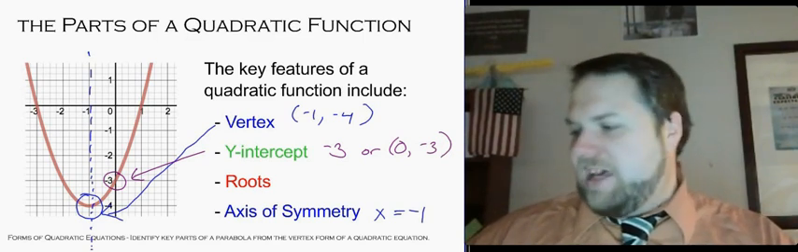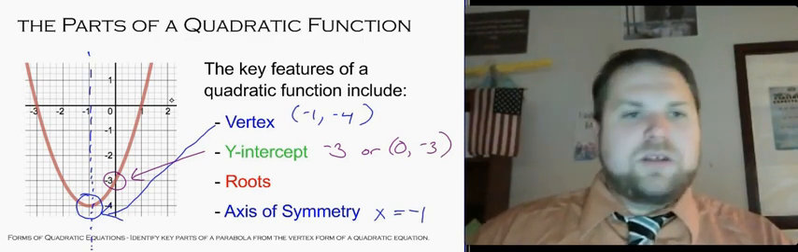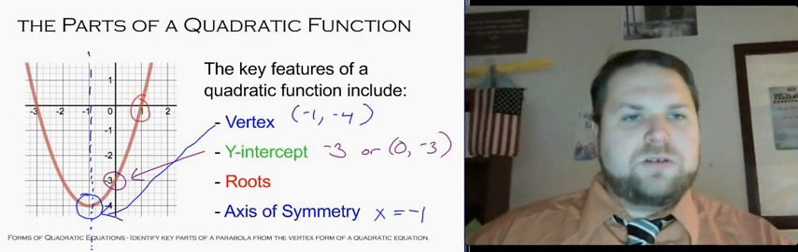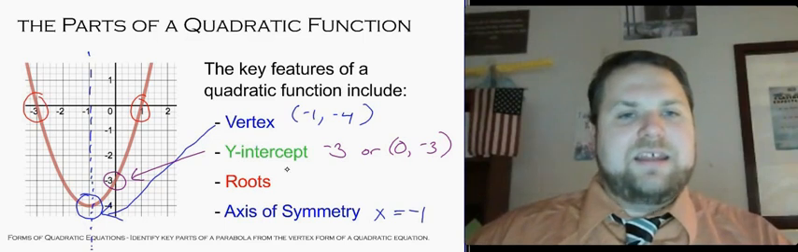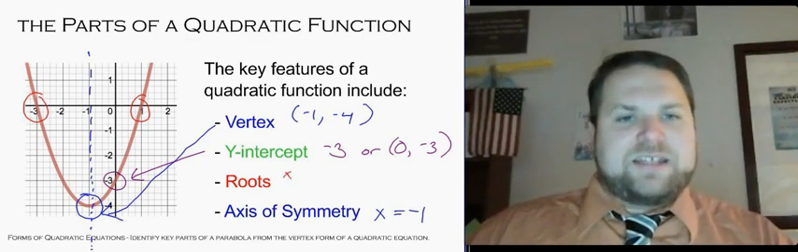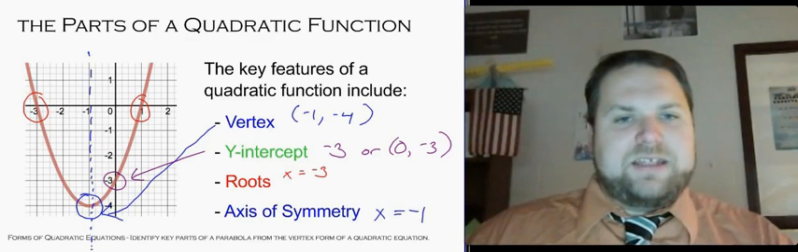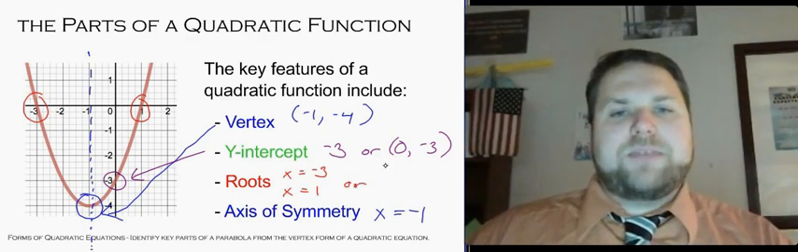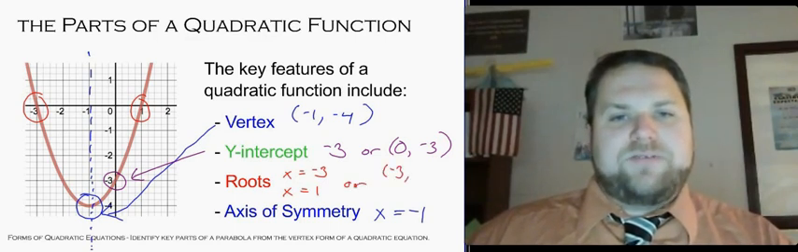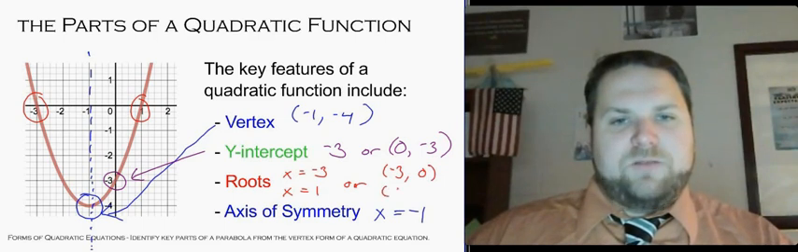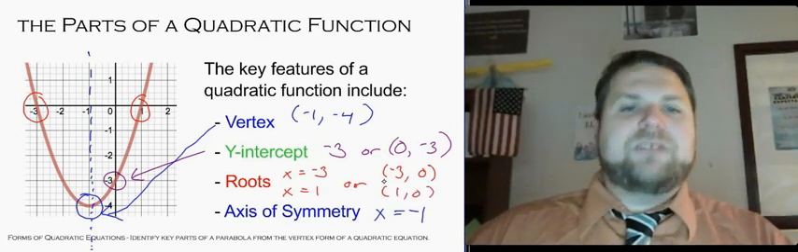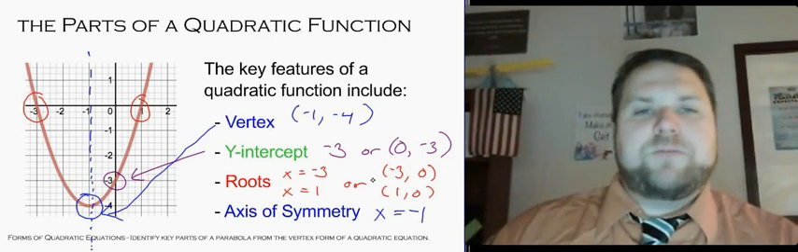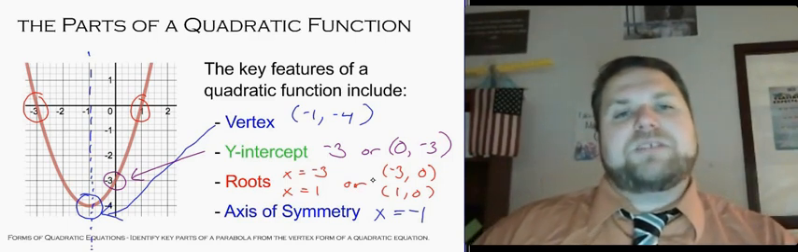And then finally we have the roots. And the roots are those places where the graph of the function crosses the x-axis. I have two ways of writing those. I can say x equals, and then whatever my roots are, so x = -3 and x = 1. Or I can write them as ordered pairs, (-3, 0) and (1, 0). So either way, you don't have to write both, but whichever one floats your boat. So these are all the key parts of a quadratic.